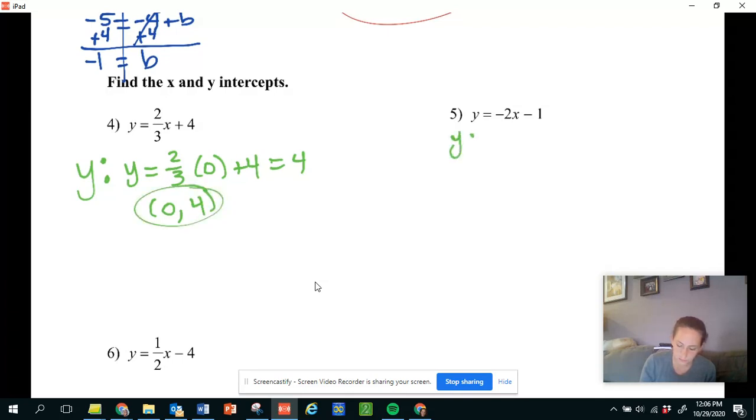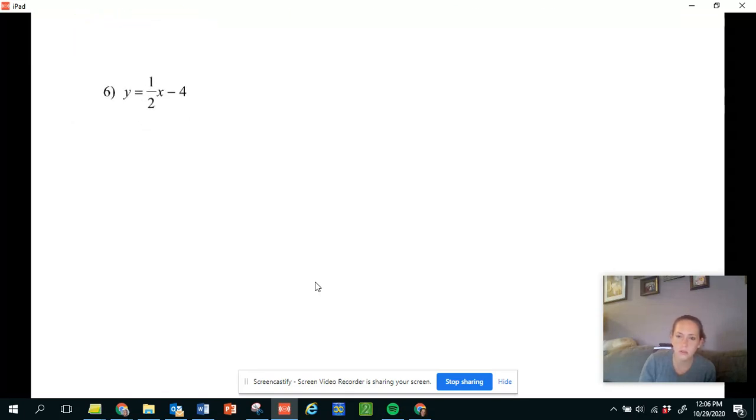So in this one, my y is going to equal negative 2 times 0 minus 1, which negative 2 times 0 is 0, minus 1 is negative 1. So I get the point (0, -1). Again, b is our y-intercept, so you could just pull it straight out. I'm just showing you why, because it's gonna matter later. So again, y equals 1/2 times 0, which is 0, minus 4, which is negative 4. So my point is (0, -4).